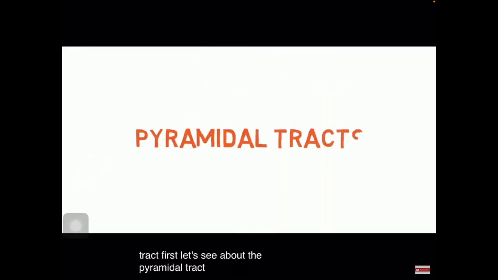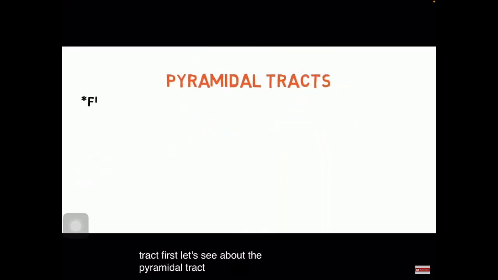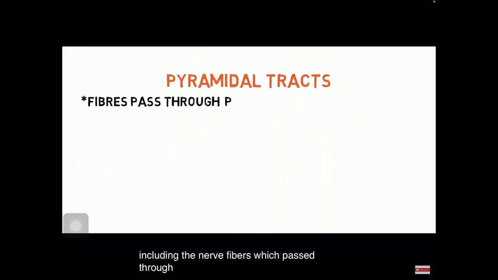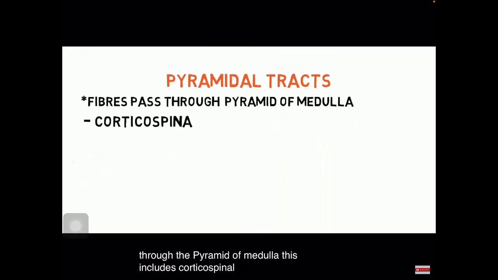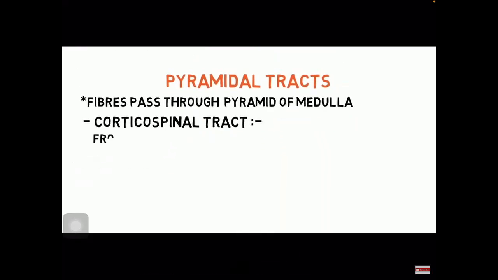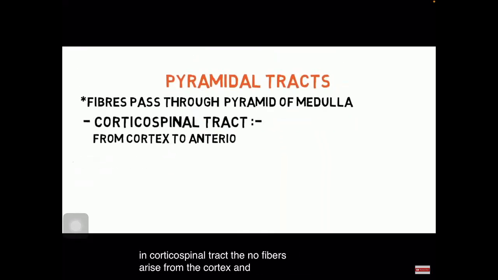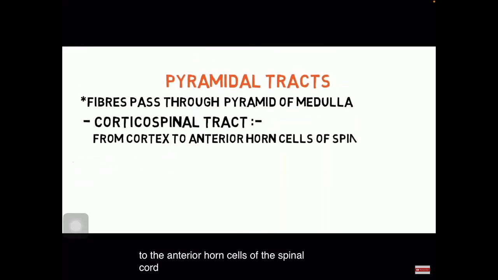First, let's see about the pyramidal tract. The pyramidal tract includes the nerve fibers which pass through the pyramid of medulla. This includes the corticospinal tract. In the corticospinal tract, the nerve fibers arise from the cortex and they descend to the anterior horn cells of the spinal cord.